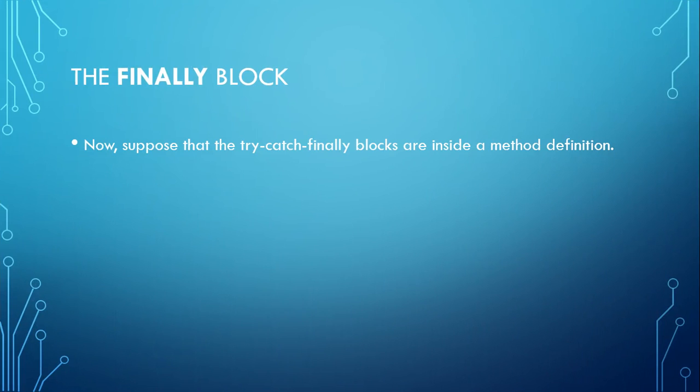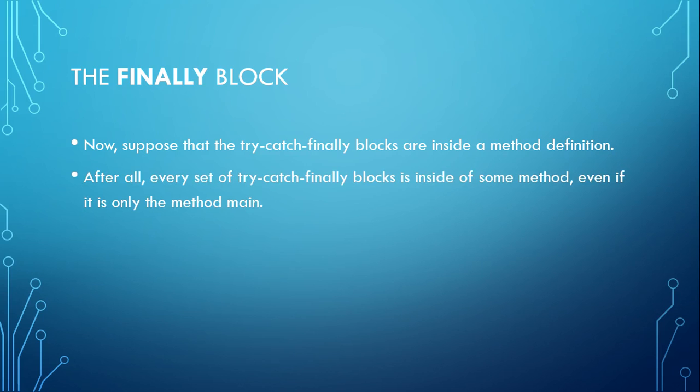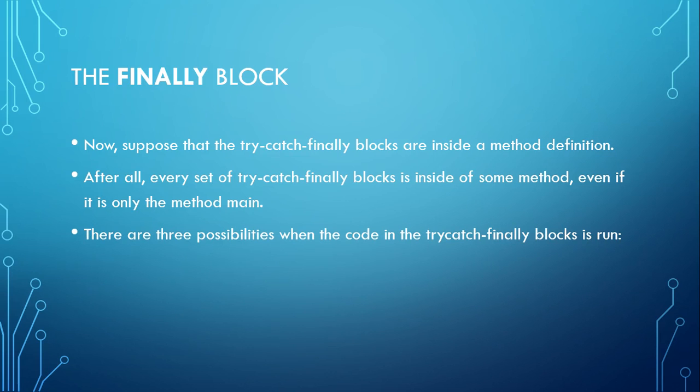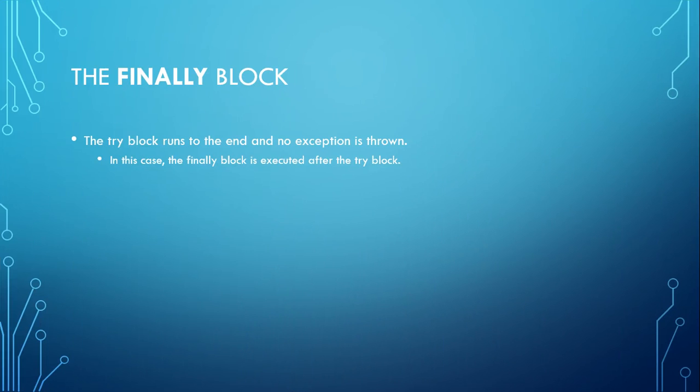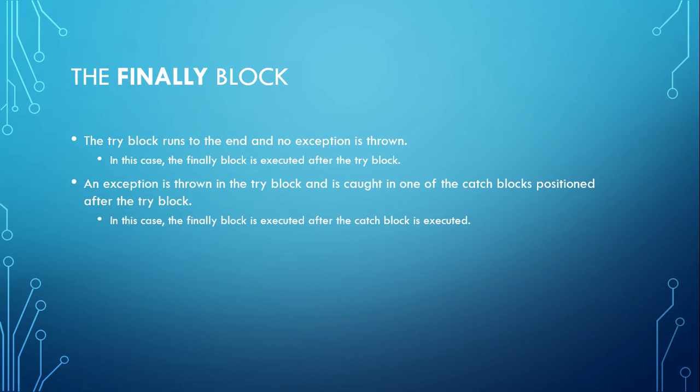Now, suppose that the try-catch-finally blocks are inside a method definition. After all, each set of try-catch-finally blocks is in some kind of method, even if it is the main method. There are three possibilities when the code in try-catch-finally blocks is run. The first is that the try block runs to the end and no exception is thrown. In this case, the finally block is executed after the try block. Or, next, an exception is thrown in the try block and is caught in one of the catch blocks positioned after the try block. In this case, the finally block is executed after the catch blocks are executed.